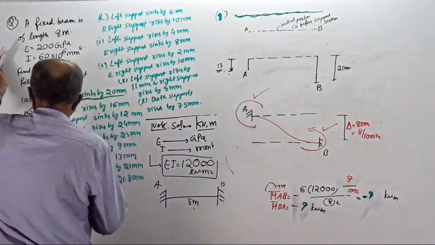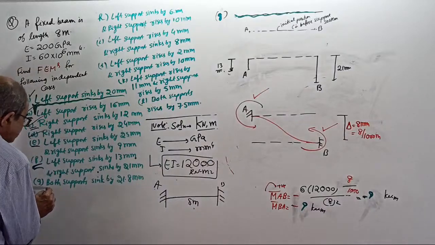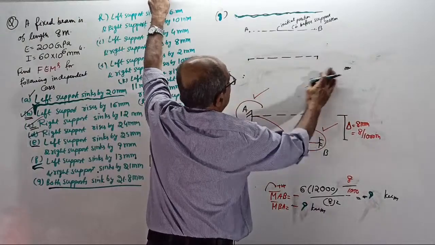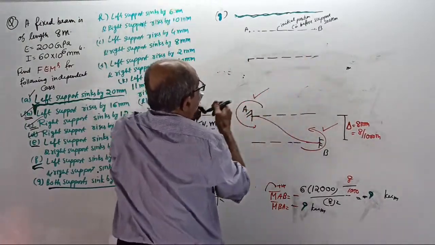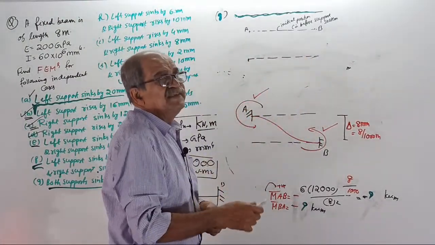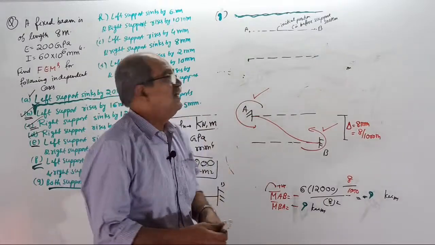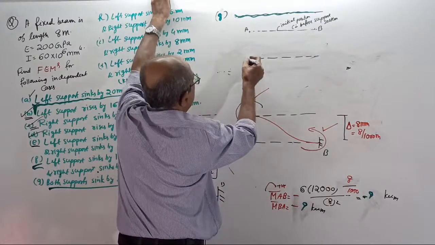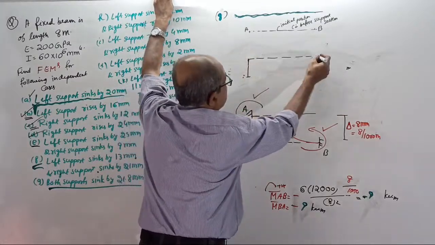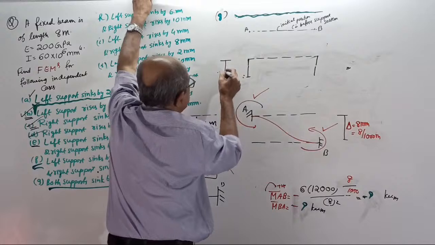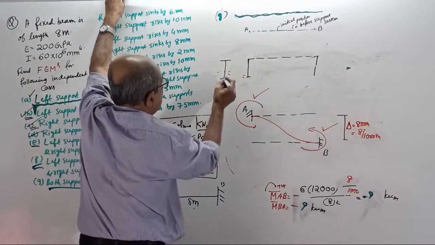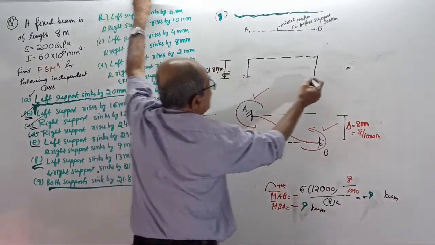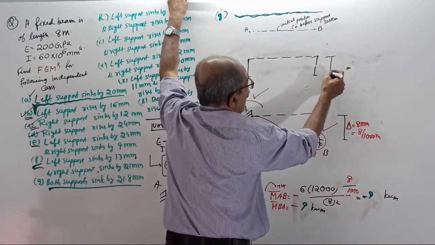EF, G. G is both supports sink by 21.8 millimeter. See here. Support A and B. In one question, A is sinking more, B is sinking lesser. Now, both supports sink by how much? This is sinking down by 21.8 millimeter. This also sinks by 21.8 millimeter.